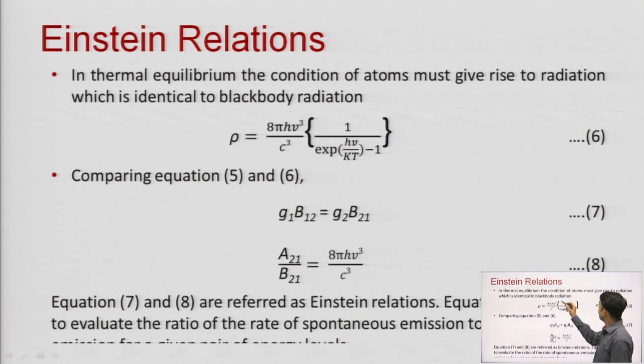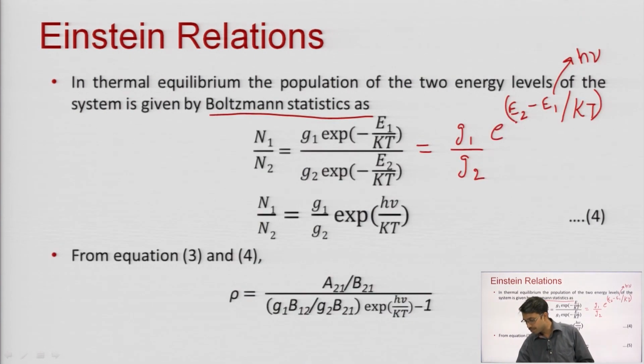Now, again, in thermal equilibrium, condition of atoms must give rise to radiation which is identical to black body radiation, and the equation for energy density of black body radiation is this: rho is equal to 8 pi h nu cube divided by c cube, 1 upon exponential h nu by kT minus 1. So, we have to compare this equation 6 with equation 5 and we will get relationship between these coefficients. As we can see, you can easily compare.